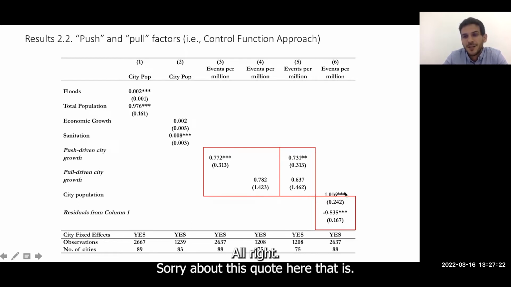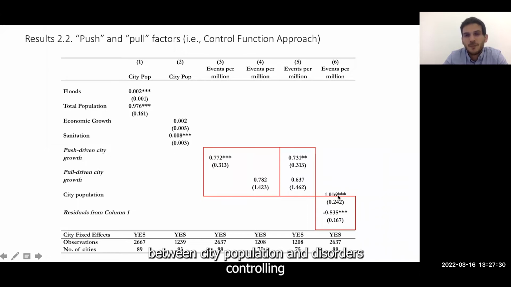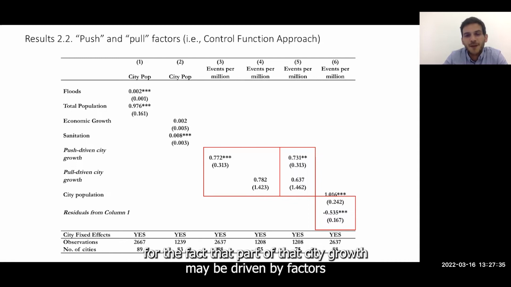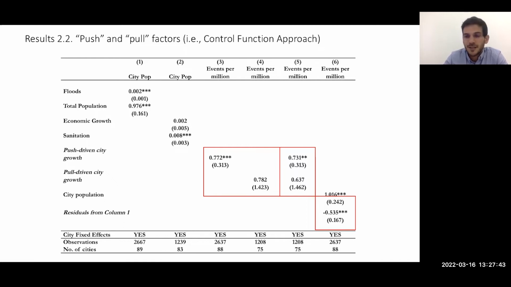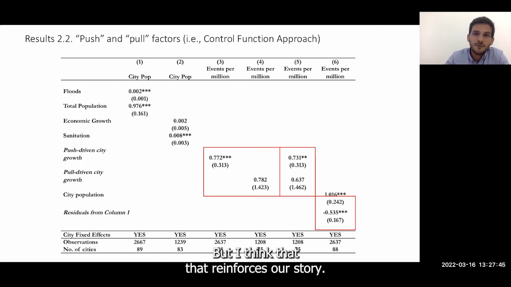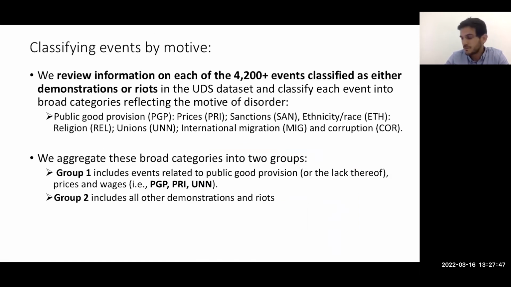Sorry about the square here that is crossing here. So basically read these two coefficients. This is telling me that there is a positive association between city population and disorders, controlling for the fact that part of that city growth may be driven by pull factors. So a positive coefficient for push and a negative coefficient for pull factor. So I think that reinforces our story. All right.